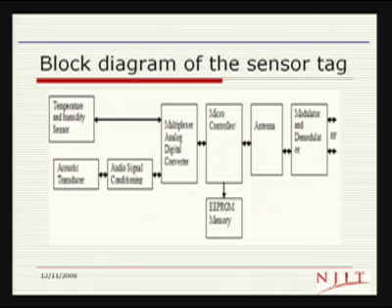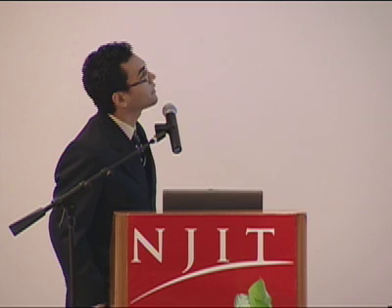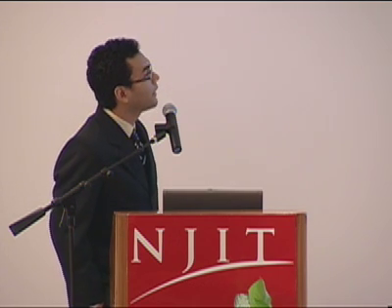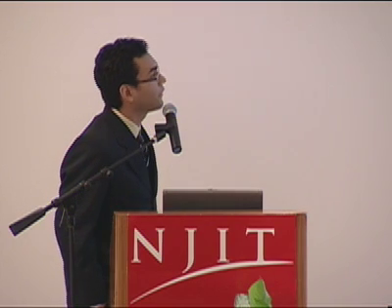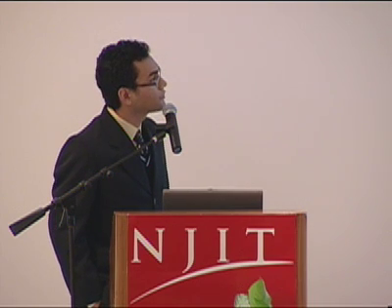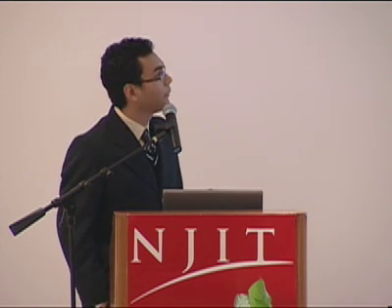Now, let's take a closer look at the sensor tag. This is a block diagram of the sensor tag. As you can see here, these represent two different types of sensors. In the upper left corner, we have the temperature and humidity sensor, and in the lower part, we have the acoustic transducer and the audio signal conditioning, which represent the audio recorder for the heart and lung sound sensor. This will communicate to a multiplexer and an analog-to-digital converter, and this will communicate to a microcontroller.